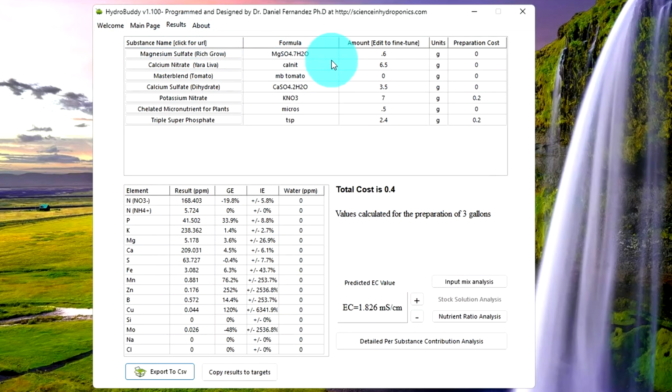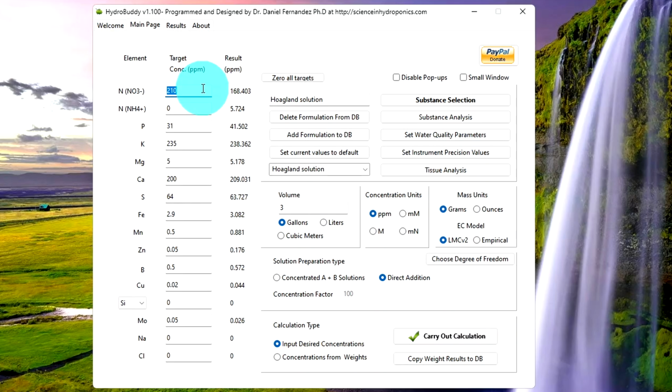These are the chemicals that I'll be using to make that happen. There won't be any Master Blend Tomato in there. You can see that quantity is 0. But it gets everything pretty close with the exception of nitrogen. It's a little lower. The target ppm here is 210 and it's 168.4. The rest, I'm pretty happy with.